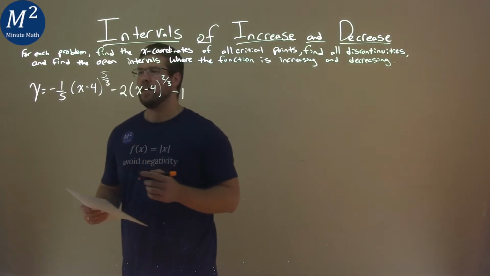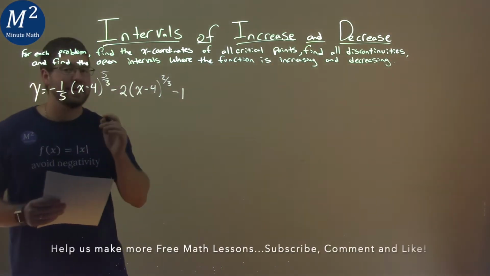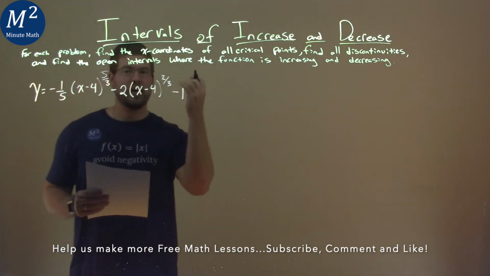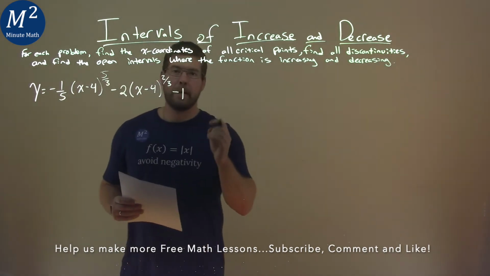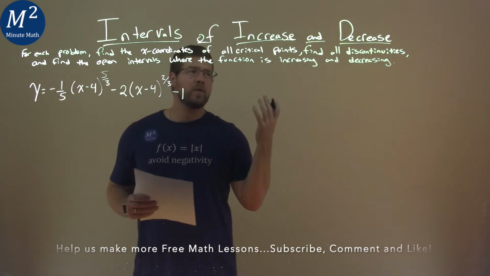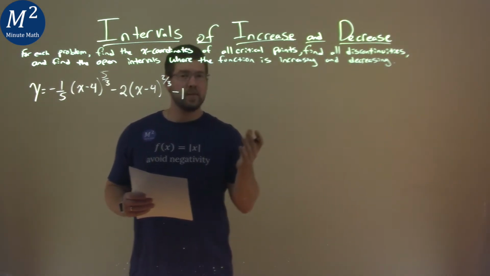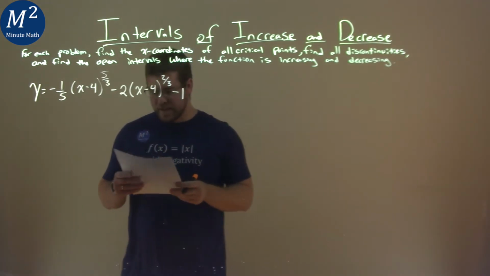We're given this problem right here: y equals negative 1/5 times (x minus 4) to the 5/3 power, minus 2 times (x minus 4) to the 2/3 power, minus 1. We have to find all the critical points, where the function is discontinuous, and where the function is increasing and decreasing.